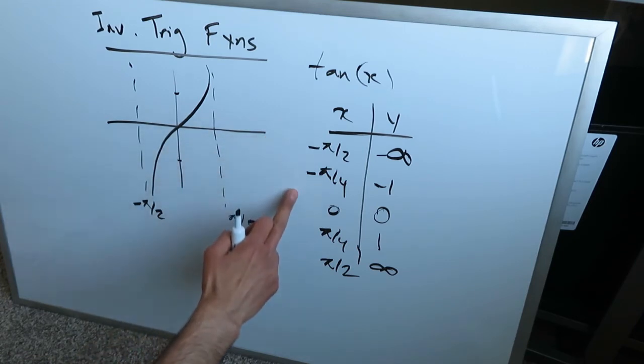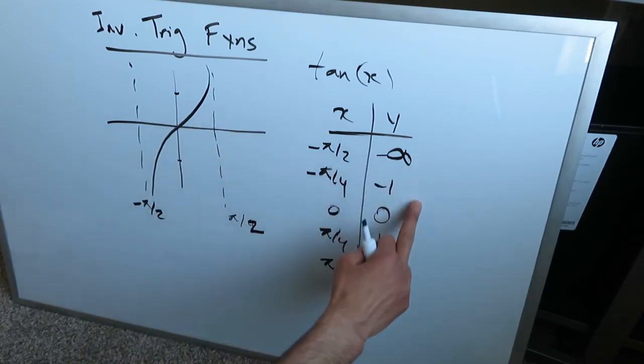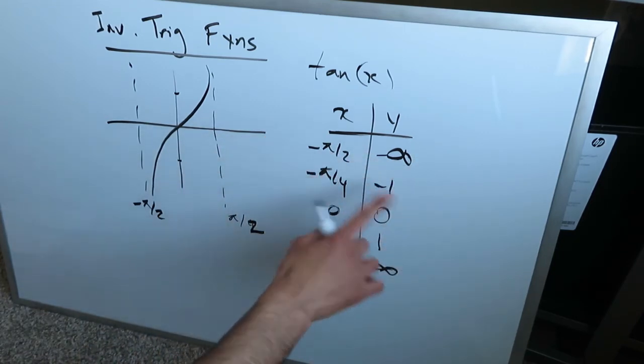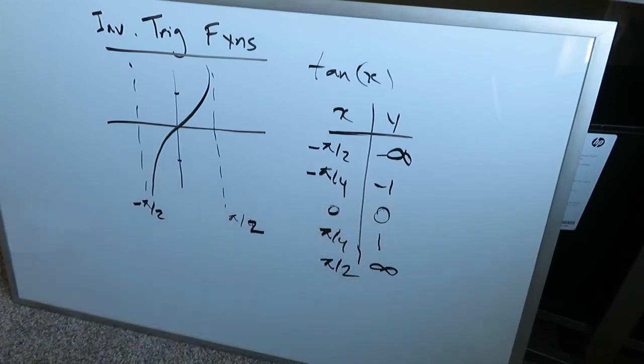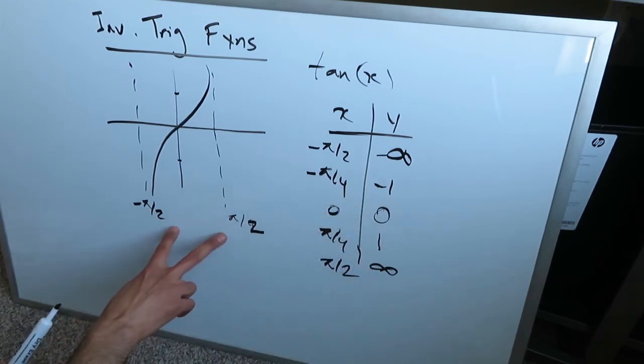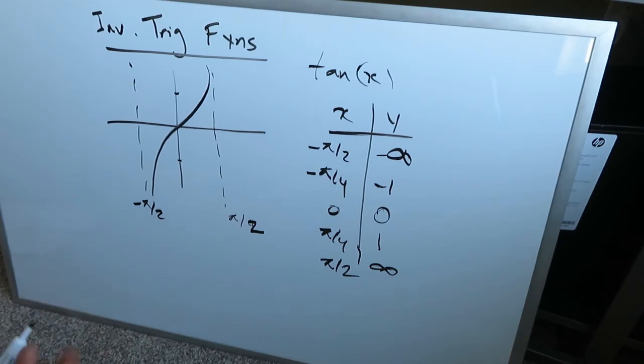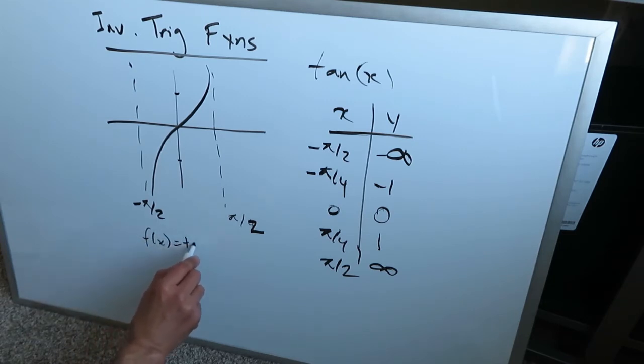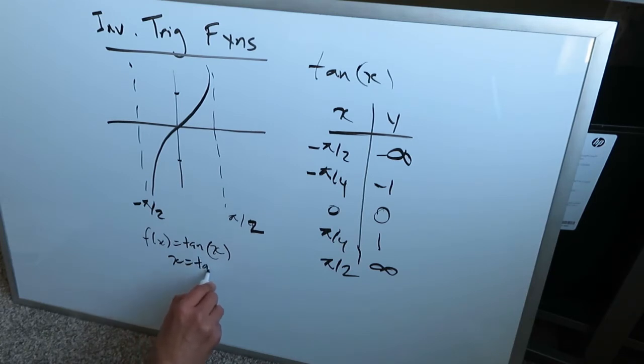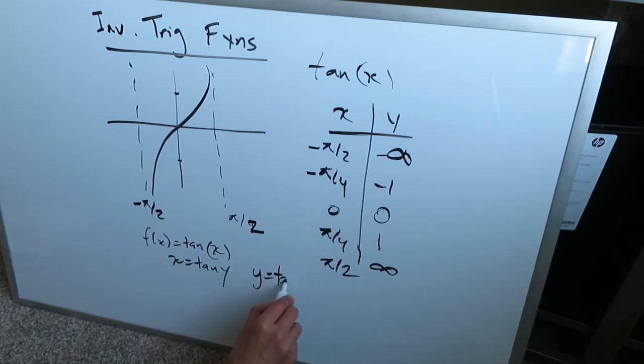Look, clearly distinct domain values and clearly distinct range values, 1-to-1. No duplication of range, therefore tangent in this restricted domain will have an inverse. And you can see again, f of x is equal to tan x. Switch the letters around. x is equal to tan y. Solve for y. y is equal to arctan or inverse tan of x. Here's our inverse function for tangent.